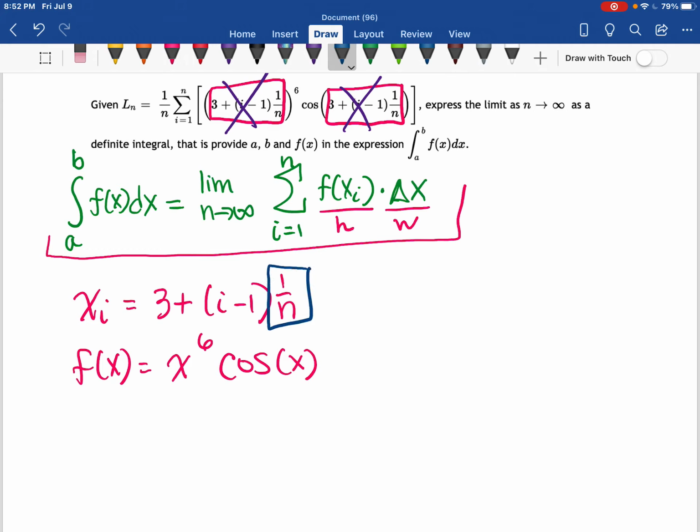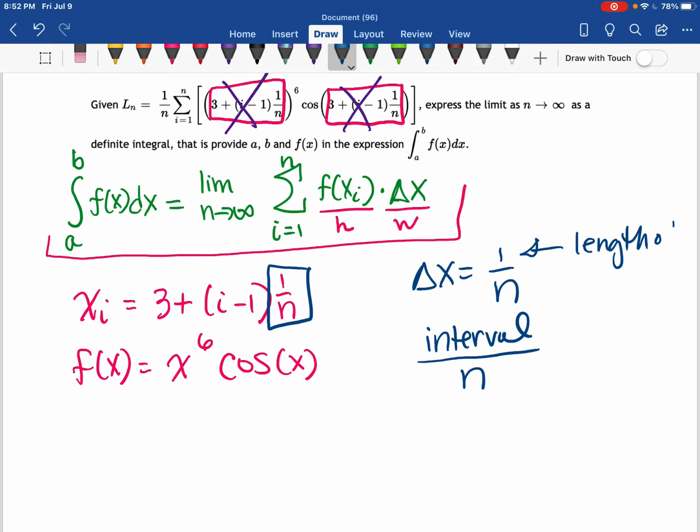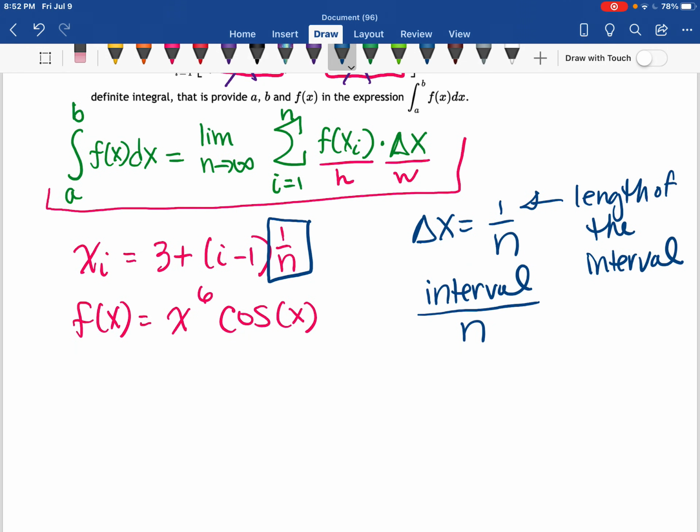So we figured out our function. Now we have to figure out the values for a and b. And we need to use our delta x for that, which is the width of our rectangle. Now, when I look at the expression that's given to me, I see that the width of my rectangle is 1 over n. And in order to find the width of the rectangle, we take the length of the interval and we divide it by the number of rectangles. So that tells me that the length of my interval is 1.